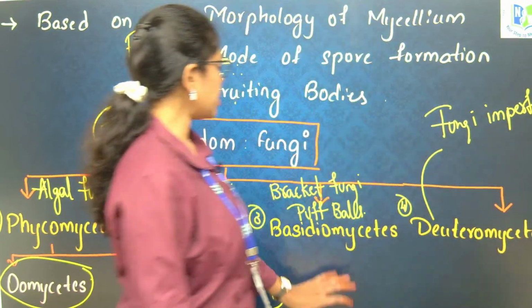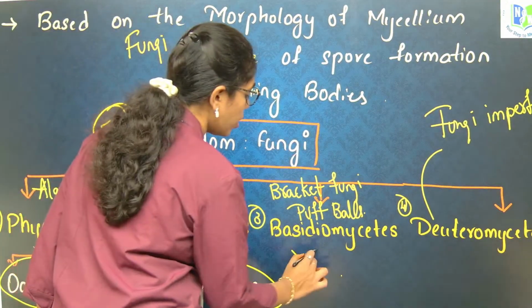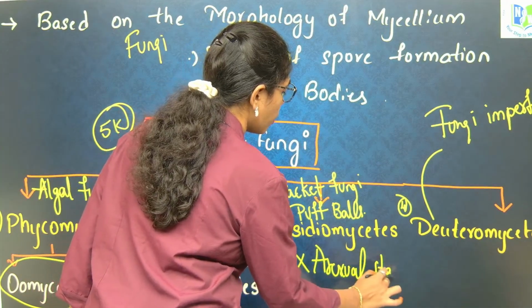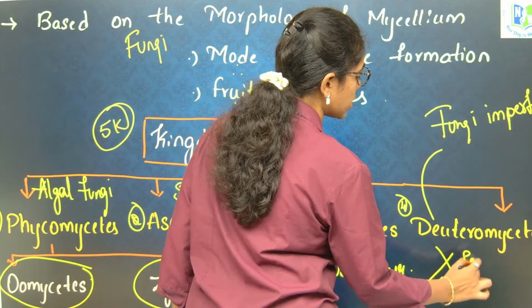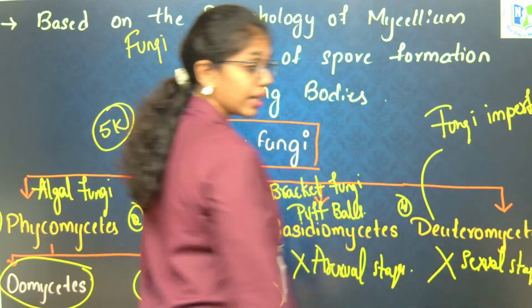Okay. And Basidiomycetes, these are the advanced classes. Here there is no asexual reproduction or asexual stages. In Deuteromycetes, there is no sexual stage. Perfect sexual stage is absent. Clear, right?